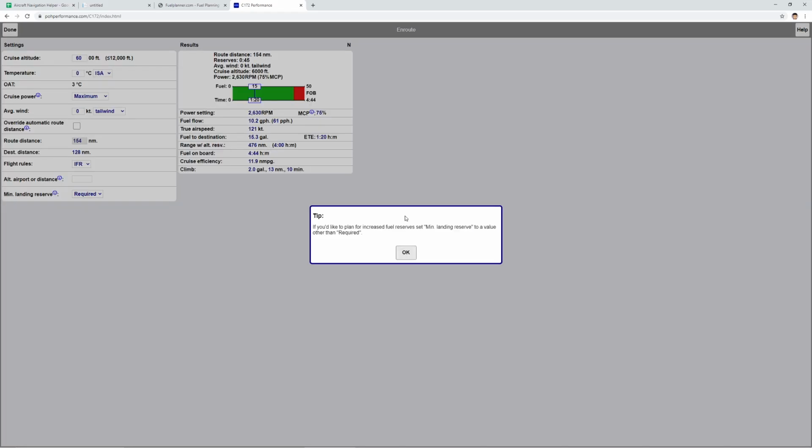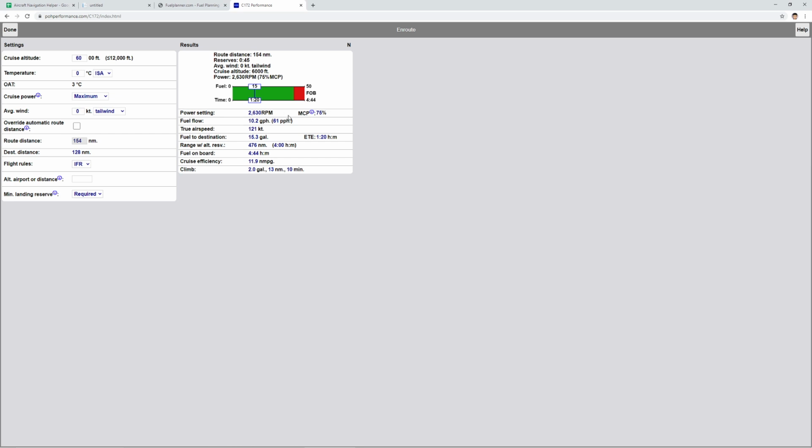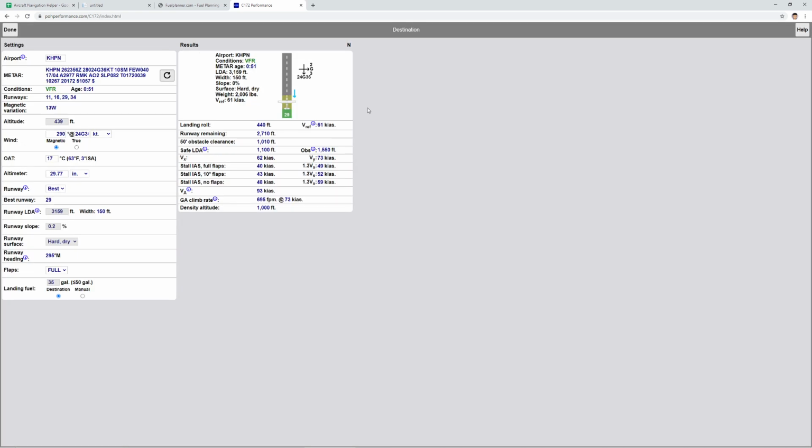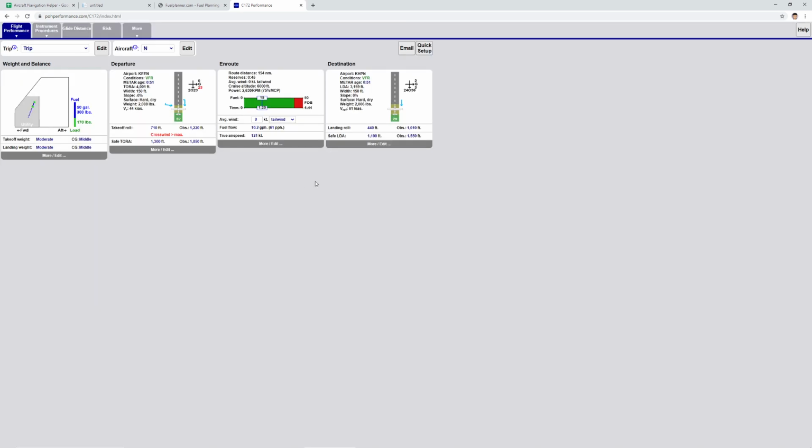It's also going to give you your en route information. It's going to tell you what power setting you need to use. Notice there's our 10.2, surprise. And it even gives you information about your destination, such as what our different speeds are going to be when we get there, what the best runway to use is, what the altimeter is, how much fuel we're going to be landing with, all pretty much instantaneously.